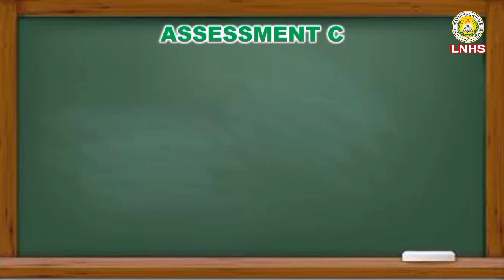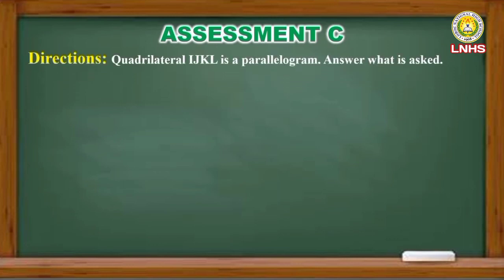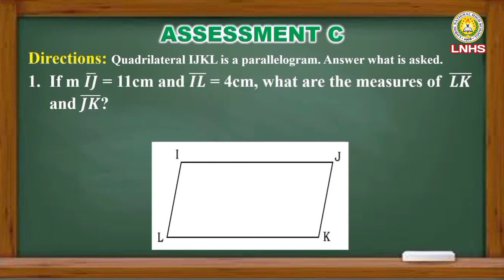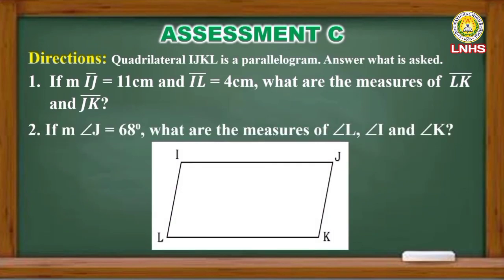Assessment letter C. Direction: Quadrilateral IJKL is a parallelogram. Answer what is asked. Number 1. If measure of side IJ is equal to 11 centimeters and side IL is equal to 4 centimeters, what are the measures of side LK and side JK? Number 2. If measure of angle J is equal to 68 degrees, what are the measures of angle L, angle I, and angle K?